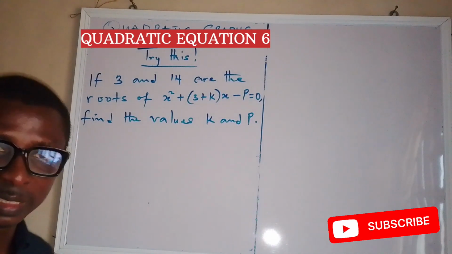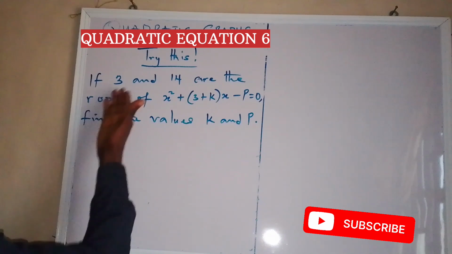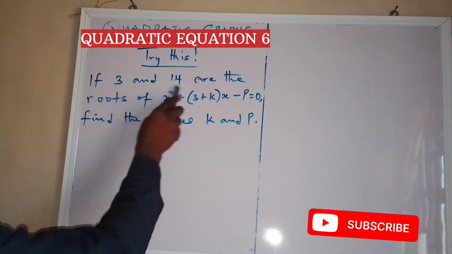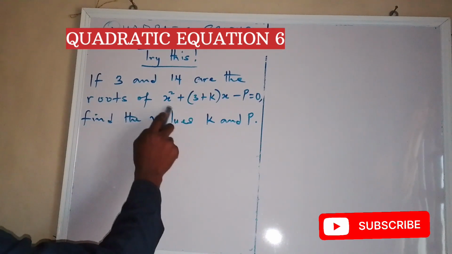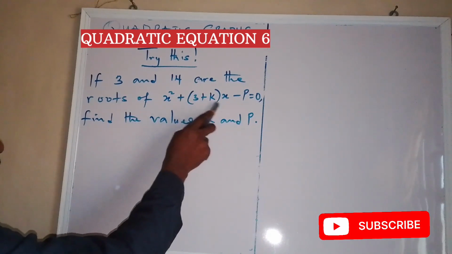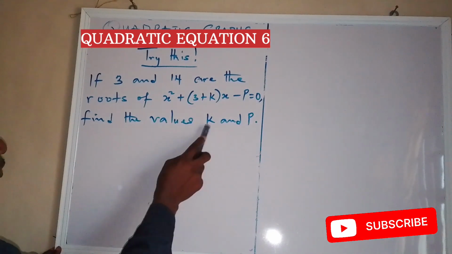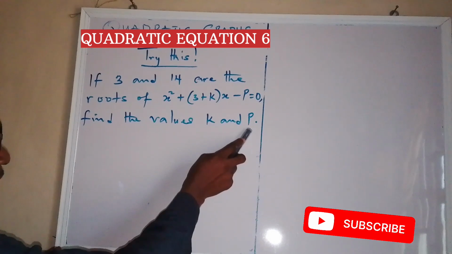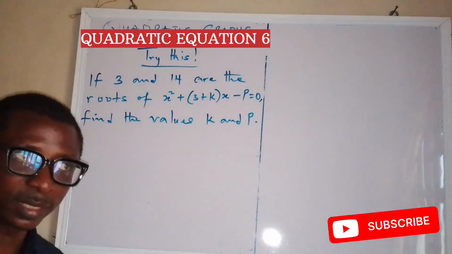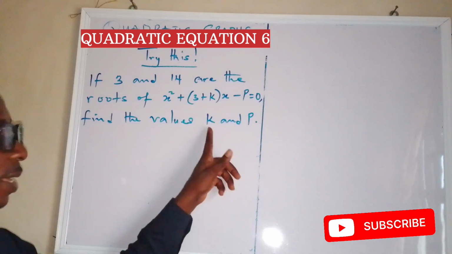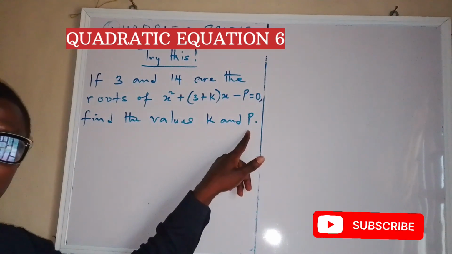So based on what we just did now, can you try this question? If 3 and 1/4 are the roots of x squared plus (3 plus k)x minus p equals 0, find the values of k and p. Now I want you to try it and drop your answer at the comment section. So you tell me what k is and what p is.